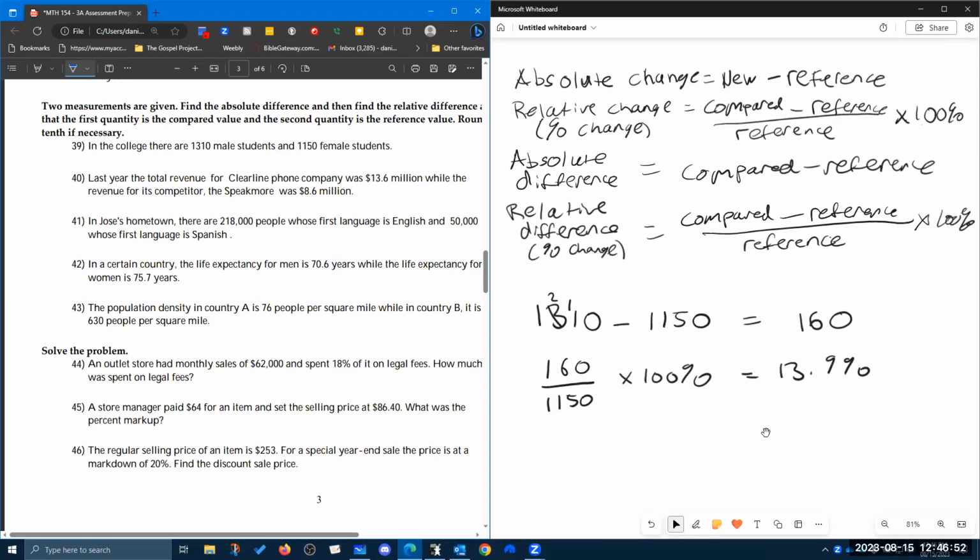I'm going to get rid of these formulas. I hope you've written them down at this point. If not, you can pause the video and write them down before you continue with the video.